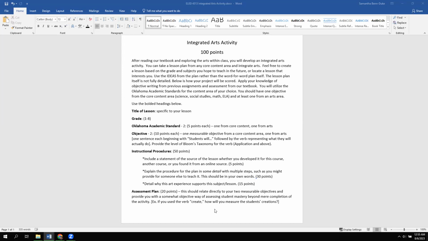I hope you enjoy figuring out a way to embed an art activity into a content area lesson.